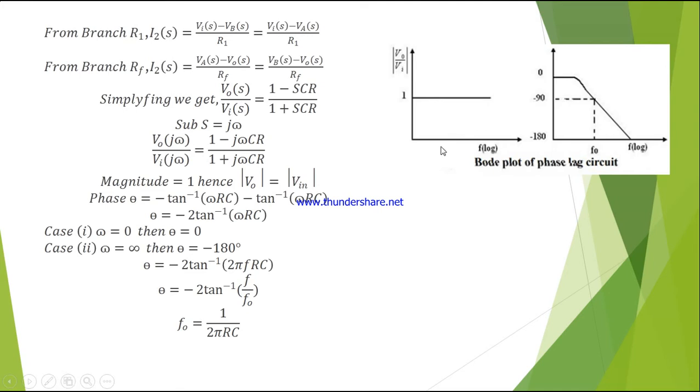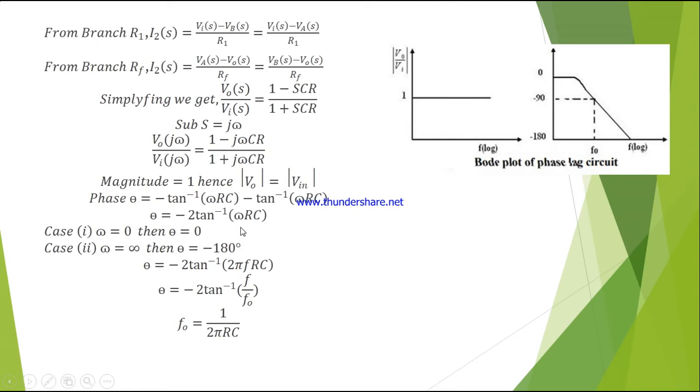We substitute S equal to j omega, and therefore we get the voltage gain. If you find the magnitude, it is equal to 1. Hence, V naught equal to Vi in magnitude. And also, the phase angle can be written as -2 tan inverse of omega RC.